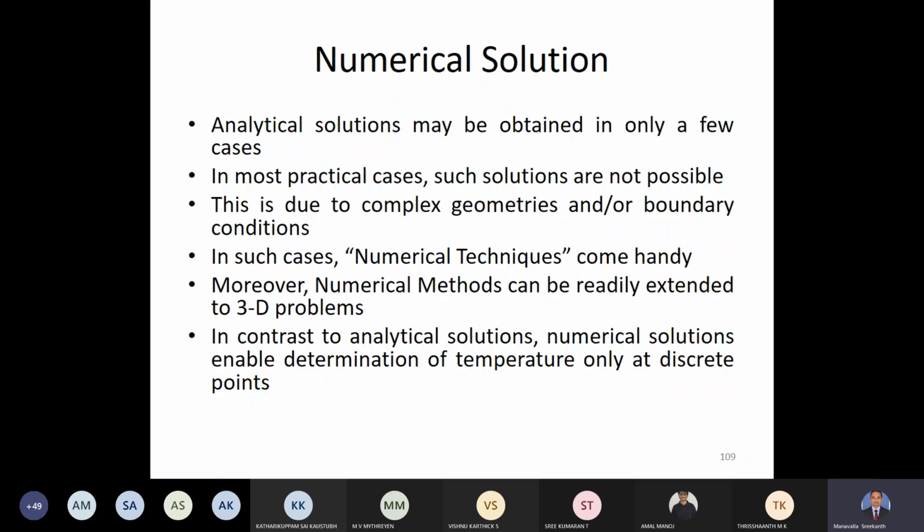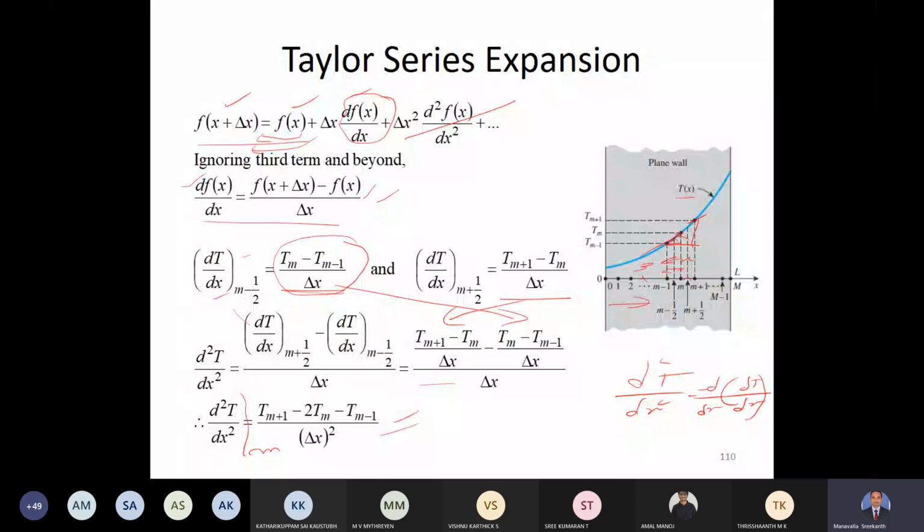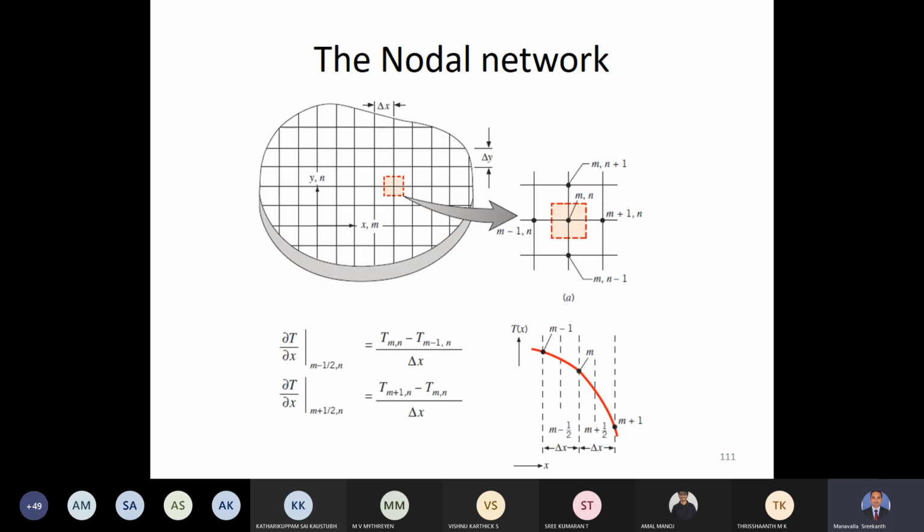Remember the original equation for two-dimensional heat conduction: dou square T by dou x square plus dou square T by dou y square is equal to 0. This is two-dimensional heat conduction without heat generation, with constant properties and steady state. In this, dou square T by dou x square can be written like this. Similarly, if you rewrite this in terms of y, dou square T by dou y square can also be written in a similar manner. So that's why we are trying to do this.